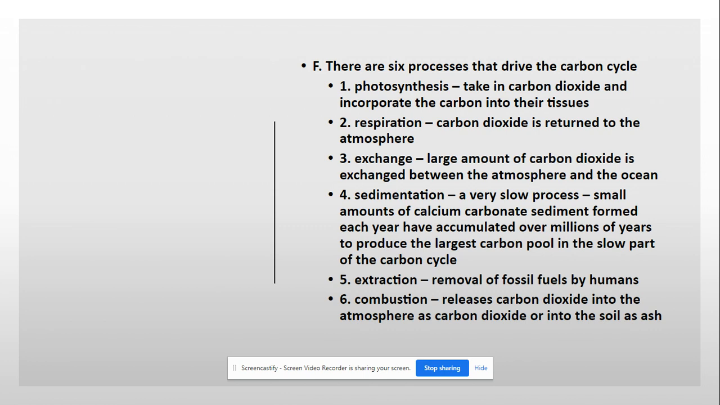There are 6 processes that we definitely need to know in terms of the carbon cycle: photosynthesis, respiration, and the exchange, where we see large amounts of CO2 being exchanged between the atmosphere and ocean. Sedimentation is the very slow process where small amounts of calcium carbonate sediment found in the ocean accumulate over years and years. Then extraction, the removal of fossil fuels by humans, and eventually combustion, releasing carbon dioxide into the atmosphere as a result of burning our fossil fuels.